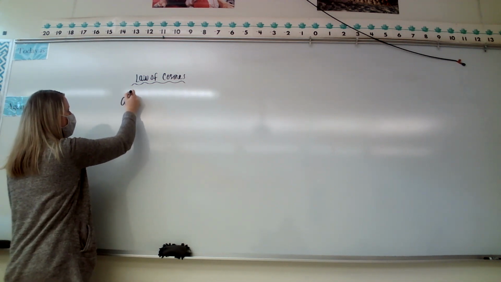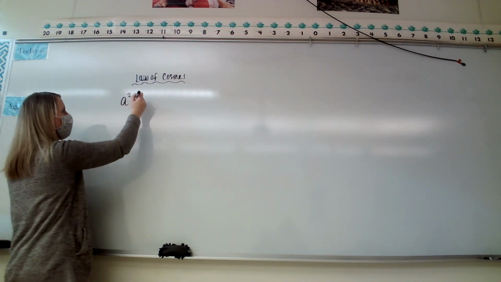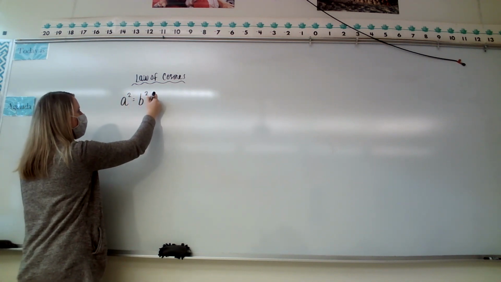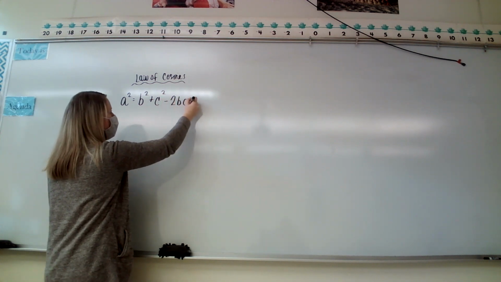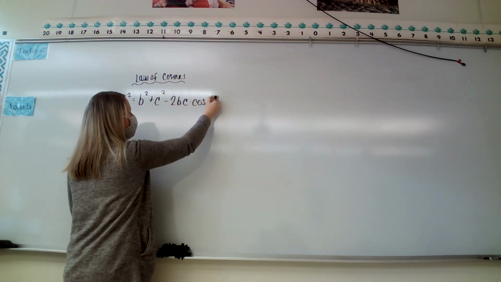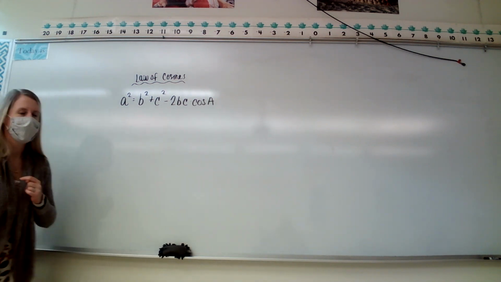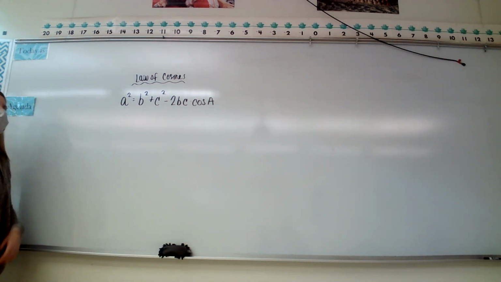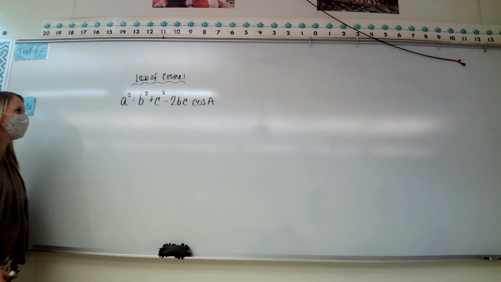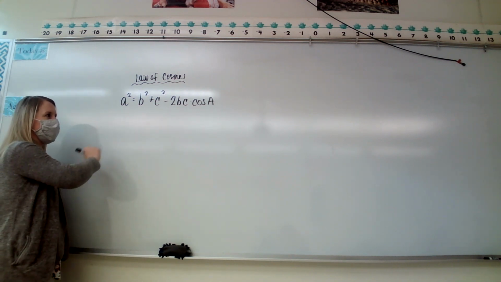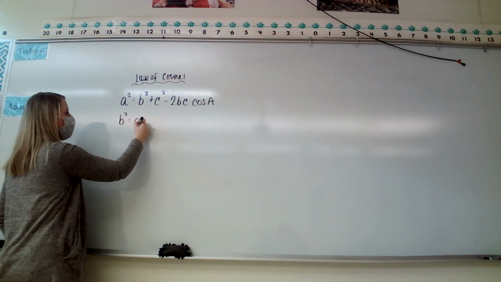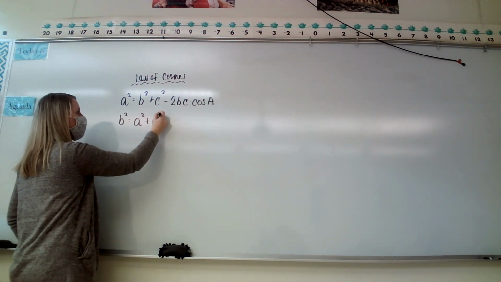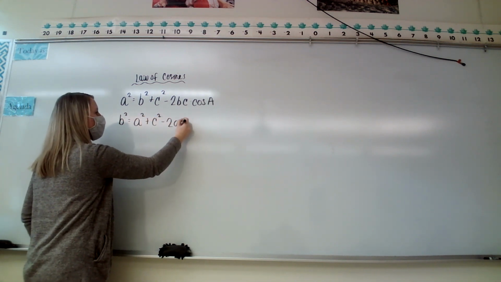So the first version is a squared equals b squared plus c squared minus 2 times b times c times cosine of A. So that's my first version. And once again, I'll give you a second once I'm done writing these. And then the other versions are very similar. It's just that some of the letters are flipped around depending on what you need. So you're going to see the same pattern, but different letters.